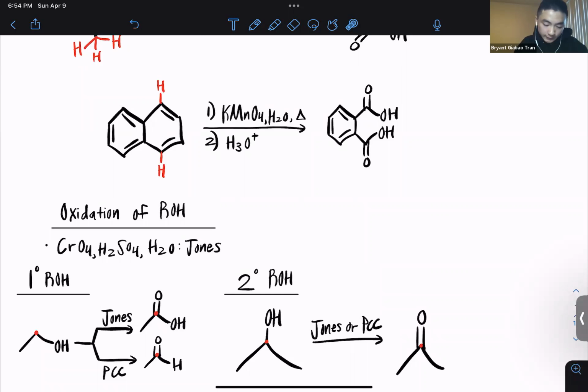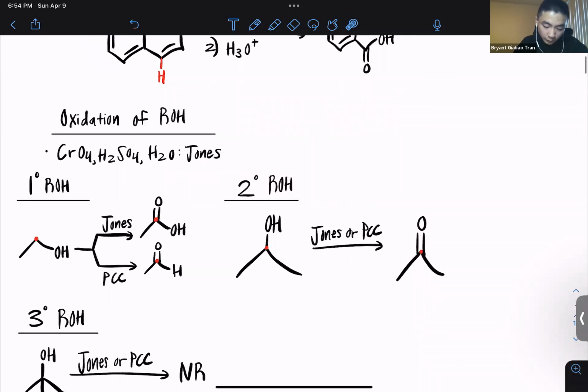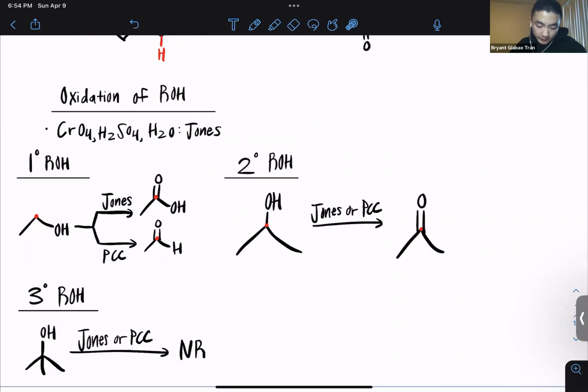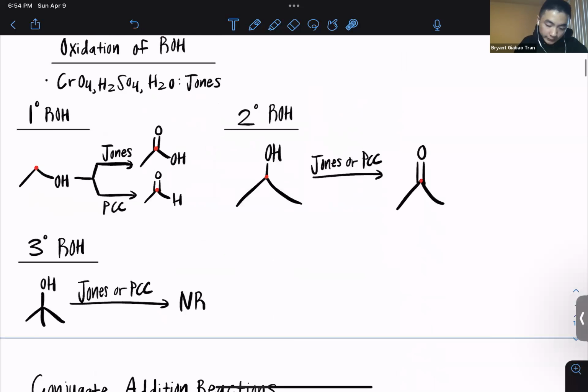Then let's go over the oxidation of alcohols. Whenever you see CrO3, H2SO4, and water, think of Jones reagent. And Jones reagent is a stronger oxidizing agent than PCC. There are three different alcohols that you can start off with: a primary alcohol, secondary alcohol, or tertiary alcohol. Let's start with our primary alcohol first, where this alcohol is bonded to a primary carbon because this carbon is only attached to one other carbon. If you react this primary alcohol with Jones reagent, which is the stronger oxidizing agent, you are going to fully oxidize this primary alcohol down to a carboxylic acid.